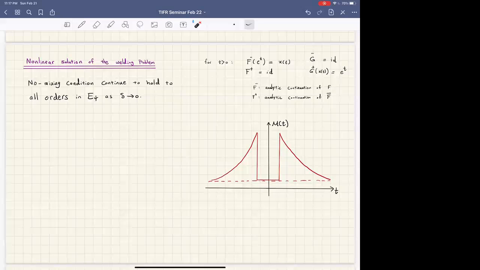Sorry, offset means the distance of the insertion from t equals 0? Yeah. And so when you take that offset to 0, you simultaneously take the amplitude of the insertion also to 0 to keep the energy fixed? Yes, exactly. Okay, thank you.